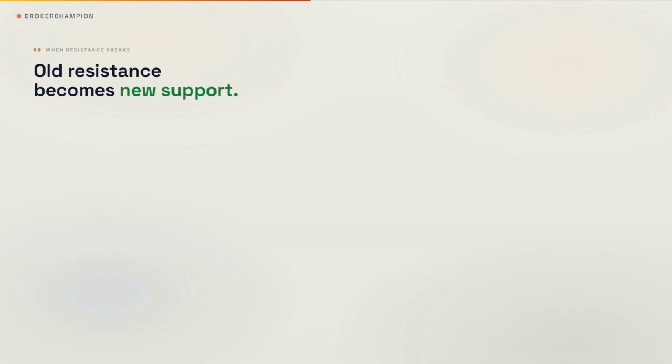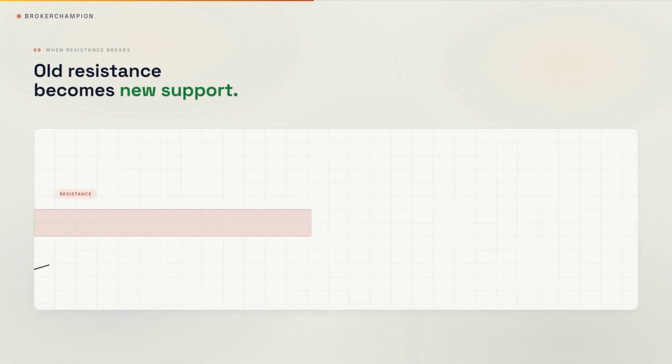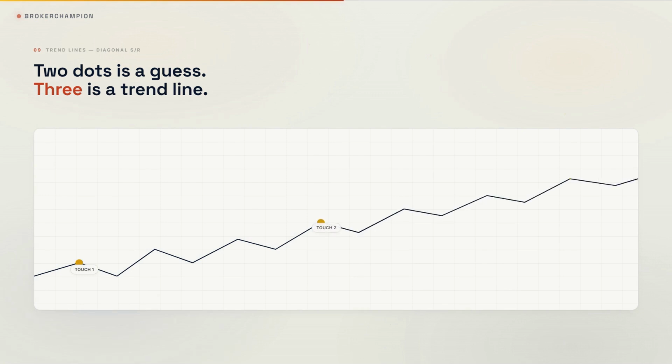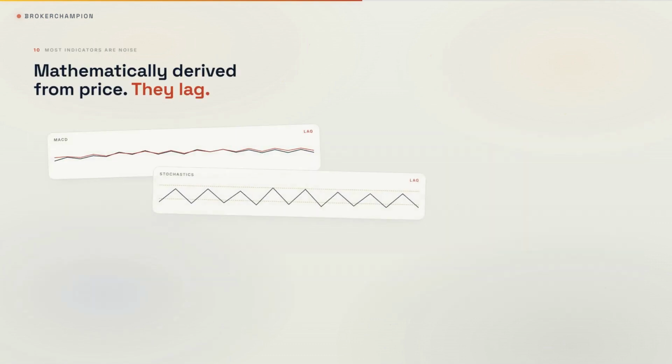And when resistance breaks, it doesn't disappear, it flips. Old resistance becomes new support because the same orders that defended it from above now sit beneath it. That flip is one of the highest probability setups in retail trading. Trend lines work the same way, just diagonally. 3 swing lows in an uptrend, you've drawn a moving support level. 3 swing highs in a downtrend, you've drawn moving resistance. 2 touches isn't a trend line, it's 2 dots. You need 3. That brings us to indicators, and most of them are noise.